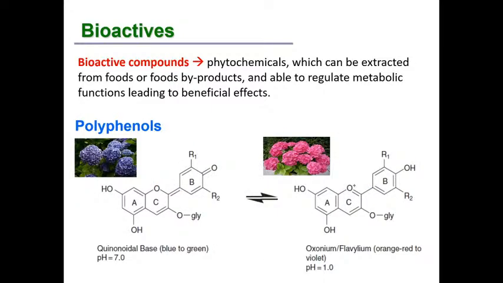One example about these bioactive compounds is the group of polyphenols. Here is anthocyanin. This case is a good case because with different pH we have different colors. In neutral to alkaline we have a kind of blue, a quinonoidal base, blue to green, and with acid pH we have a pink, violet, more red color. You have the flavylium cation.